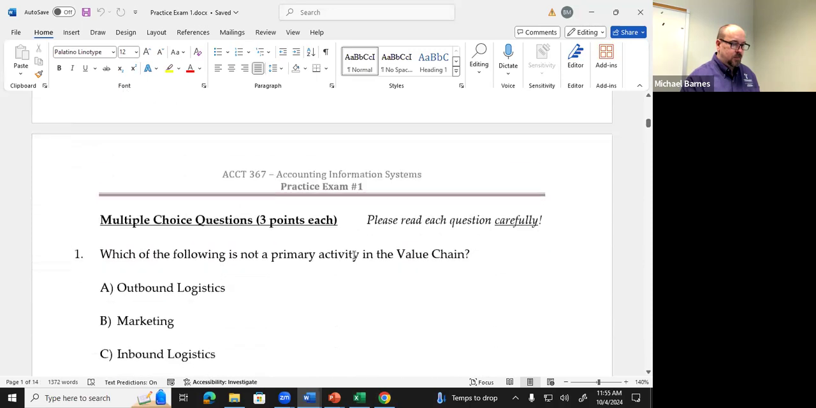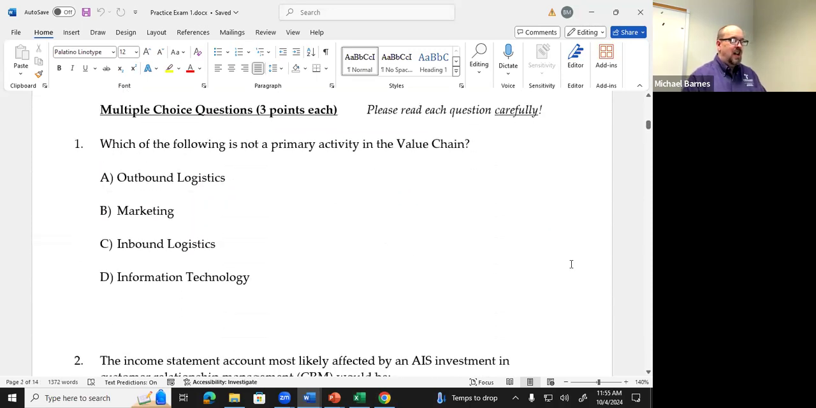All right. Part one, which of the following is not a primary activity in the value chain? Remember, the value chain starts out with inbound logistics. Then it talks about outbound logistics after we generate the sale. And associated with that, one of the primary activities is marketing, because we can't generate sales if we don't have marketing activities. So inbound logistics, outbound logistics, marketing, all primary activities. What's the support activity? Information technology, okay? That does not directly affect the customer.